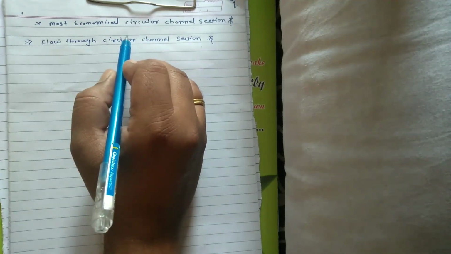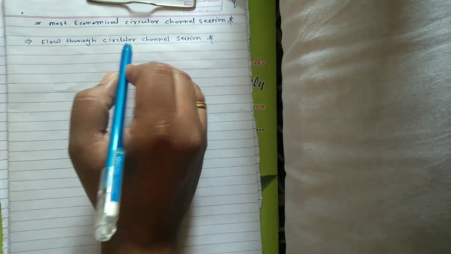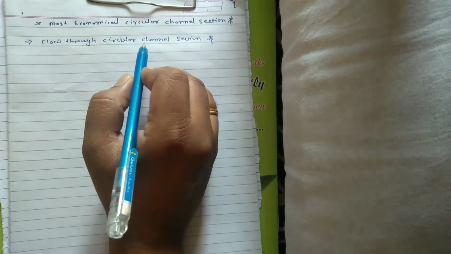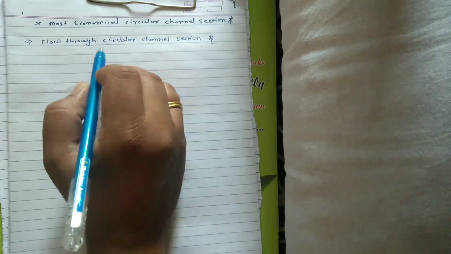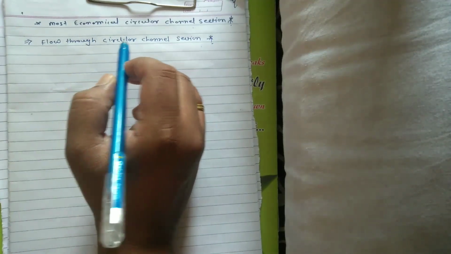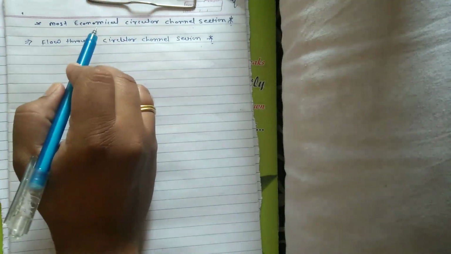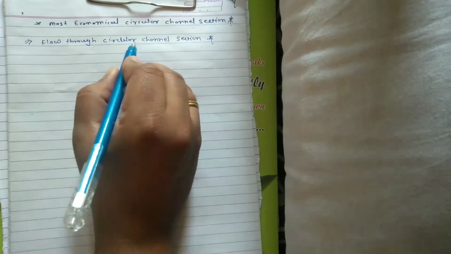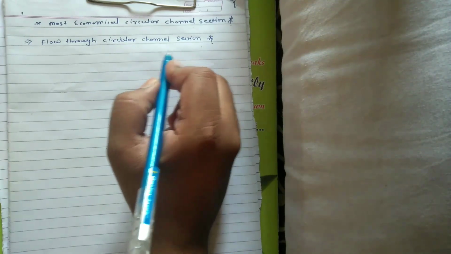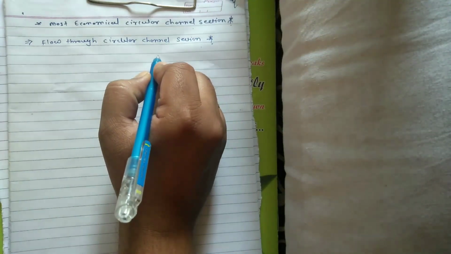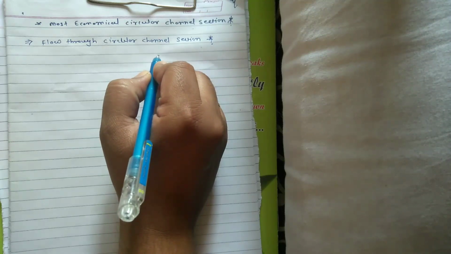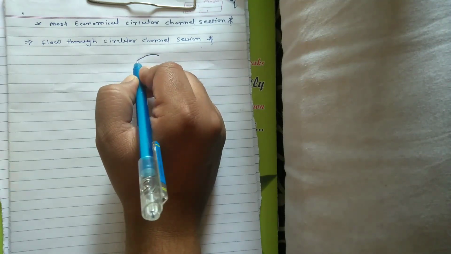If a closed conduit is not running full, then that is an example of a circular channel section. If that closed conduit is running full, then that is an example of flow through pipes. So if a closed conduit or a sewer is running half full or not running full, then that is an example of a circular channel section. Now consider a circular channel section like this.